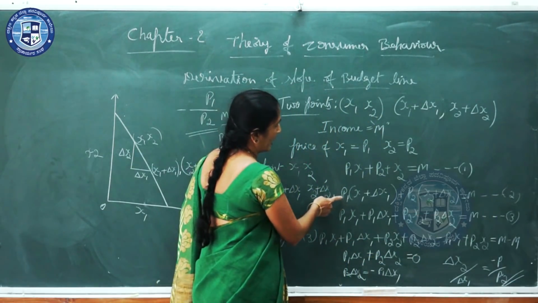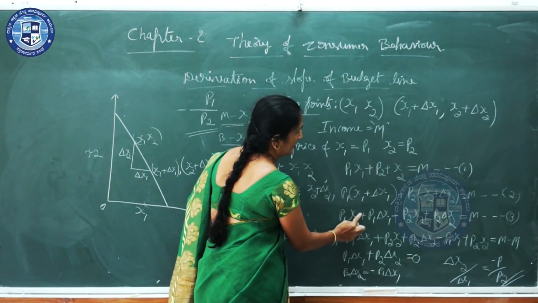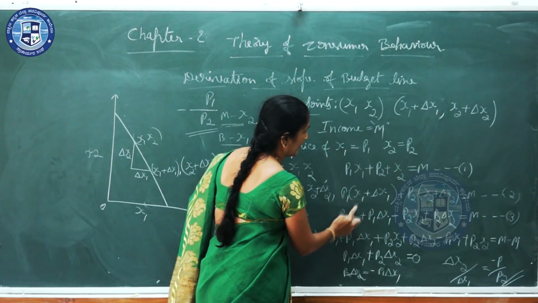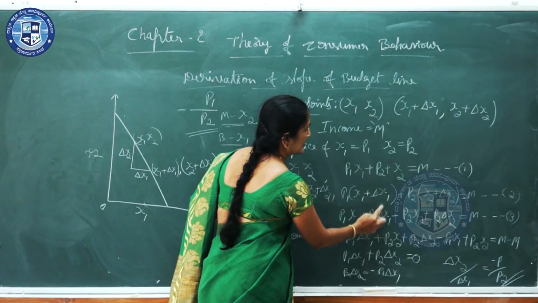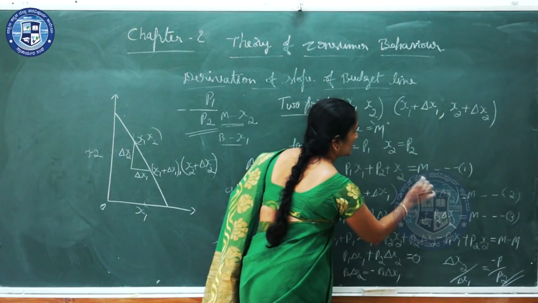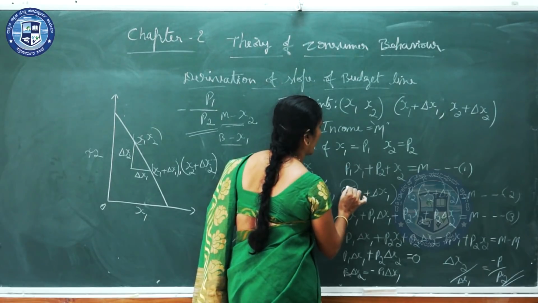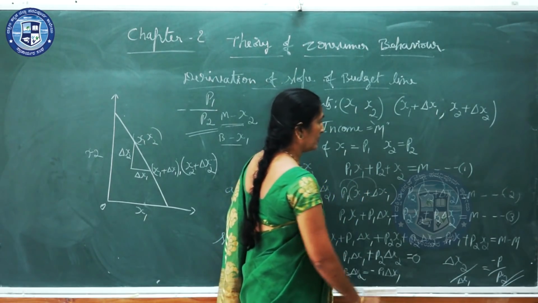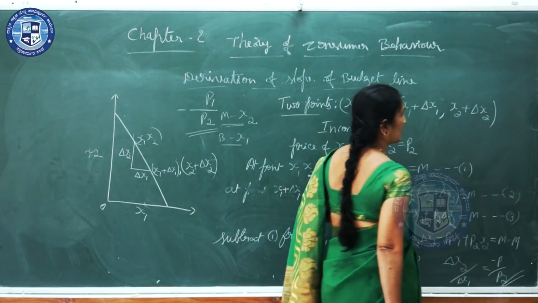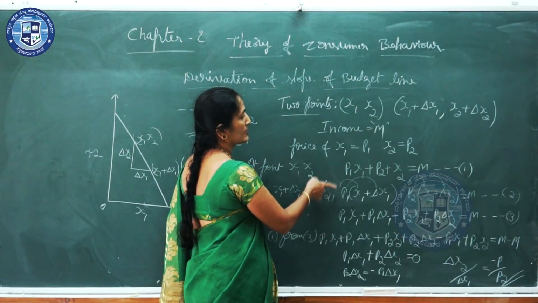If we expand it, we write P1 x1 plus P1 delta x1 plus P2 x2 plus P2 delta x2 is equal to M. We take that as equation number 3. So I think you got the point, students, of how these points come.